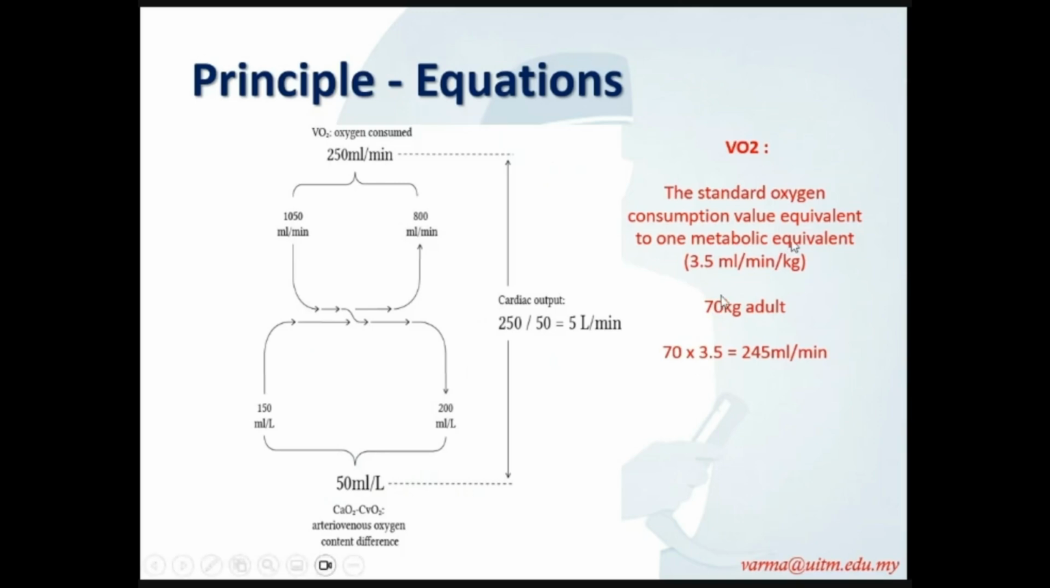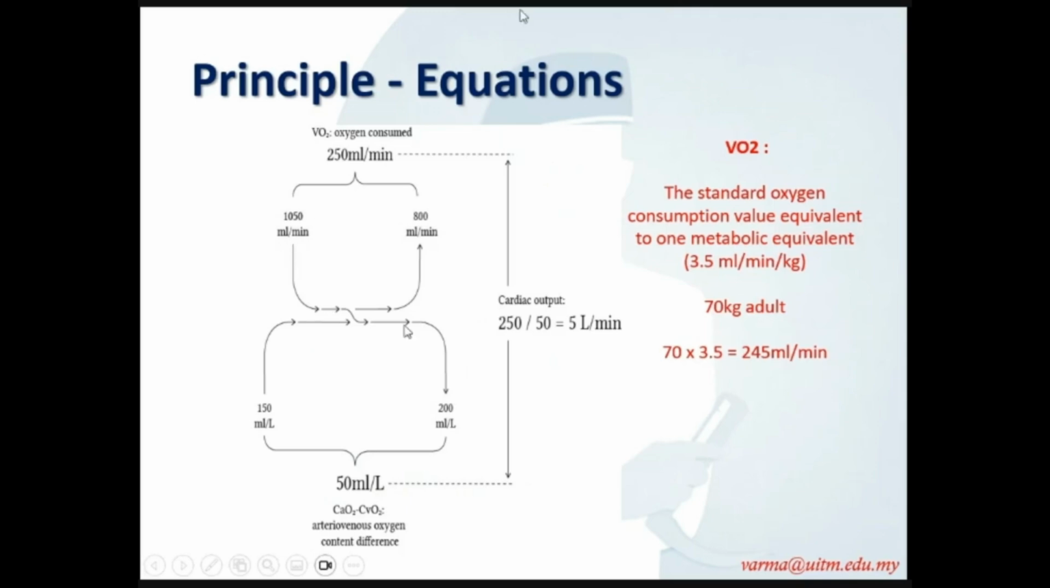Okay. So in a 70 kg adult, 70 times 3.5 is 245 ml per minute. So in a resting adult male, let's say an average adult sitting and not doing anything, per minute he is using 245 ml of oxygen, roughly around 250 ml. So if we look at it, let's say the arterial oxygen content is 1050 ml per minute. This is just an example. 1050 ml per minute of oxygen is going in.